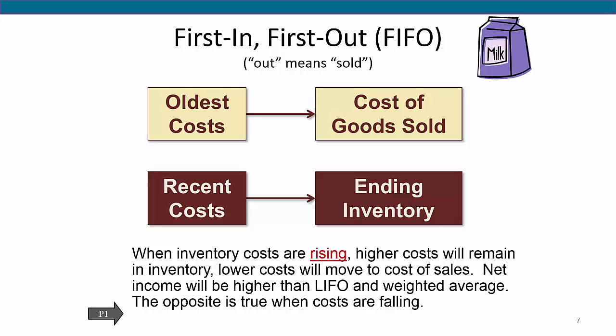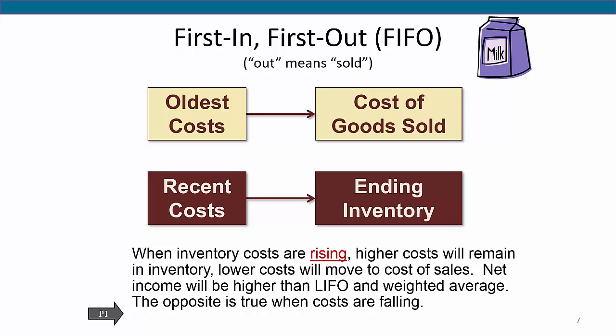The first in, first out, or FIFO method of assigning cost to both inventory and cost of goods sold then assumes that inventory items are sold in the same order they were purchased. When sales occur, the cost of the earliest units acquired are charged off to cost of goods sold, and this leaves the cost of the most recent purchases in ending inventory. When inventory costs are rising, higher costs will remain in inventory and lower costs will move to cost of goods sold. This is important to understand.